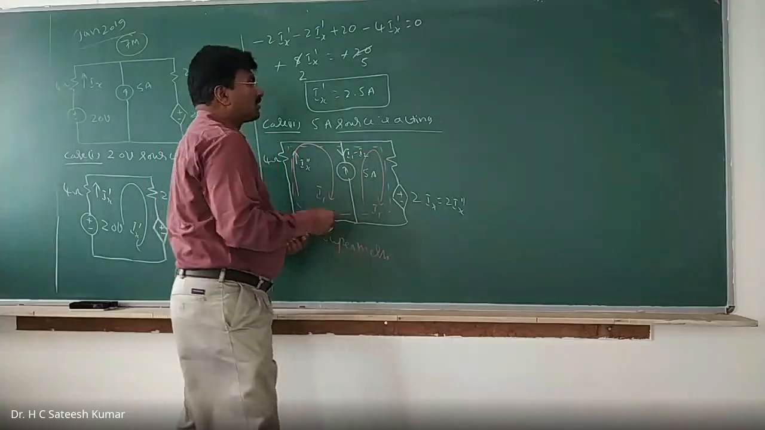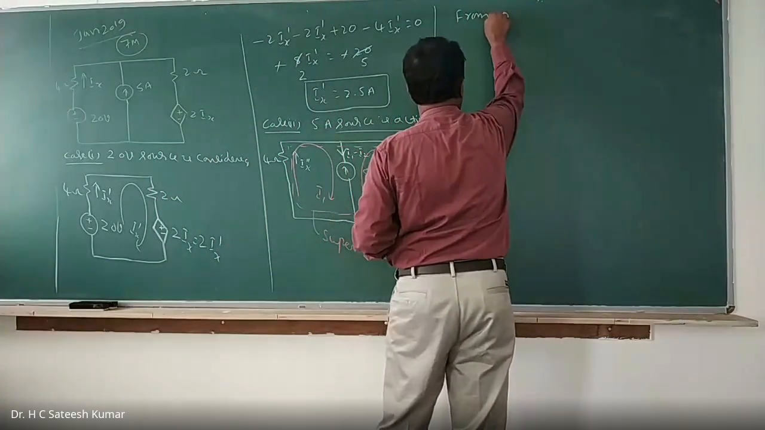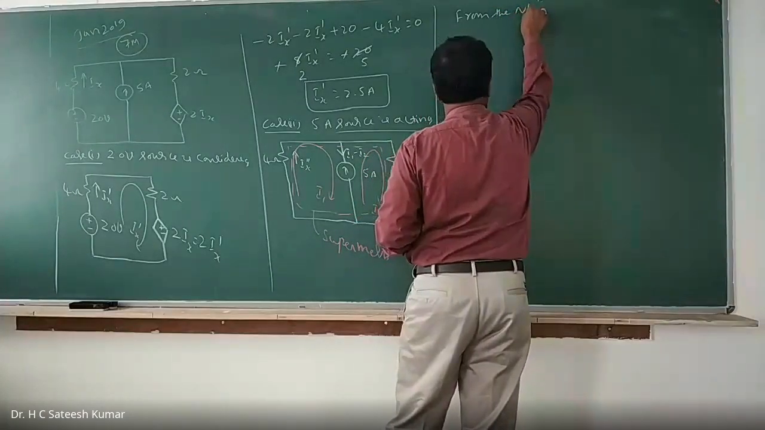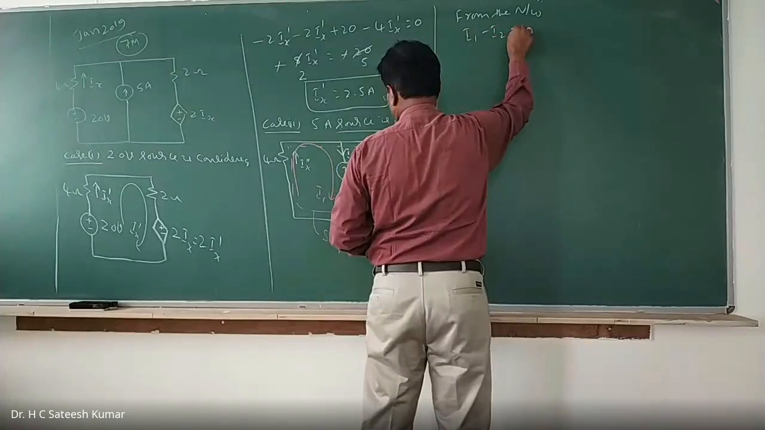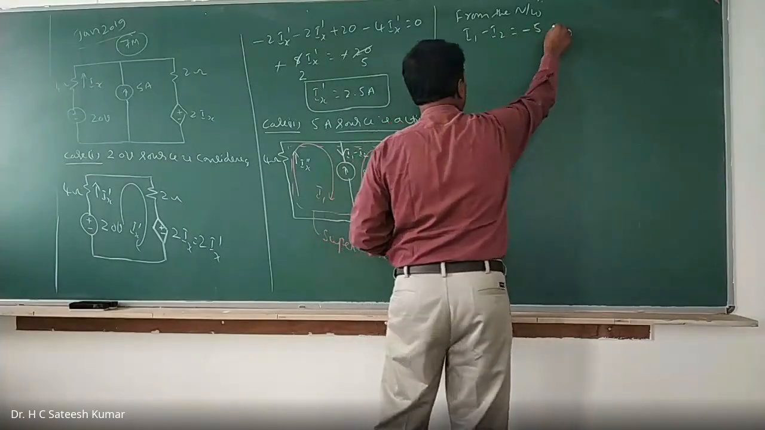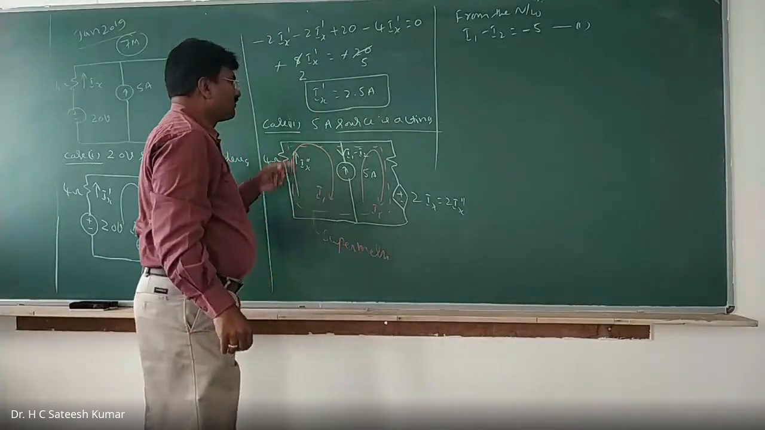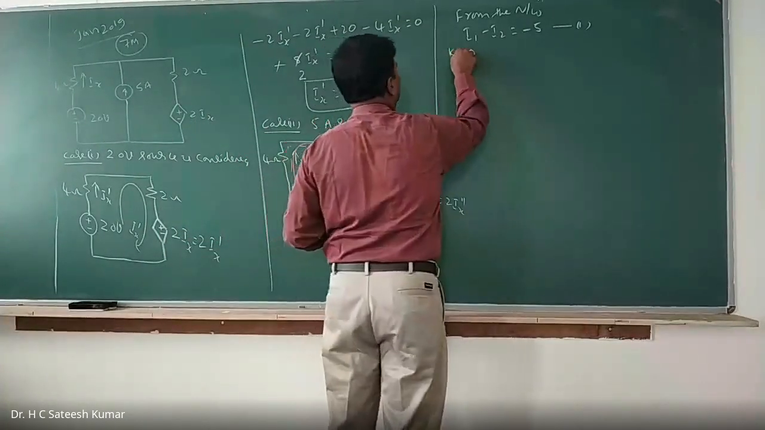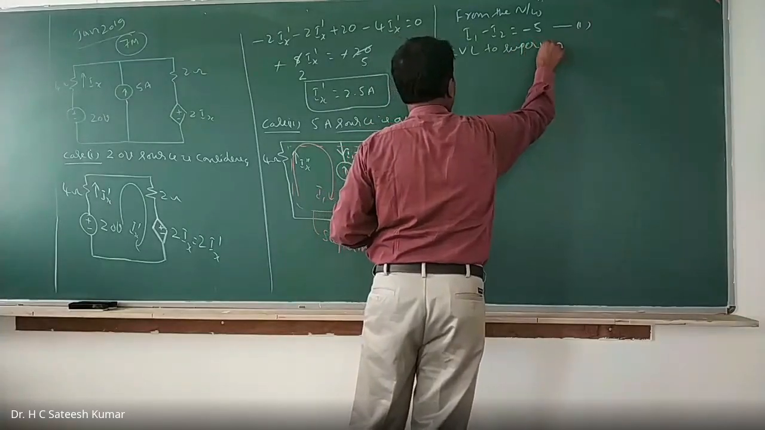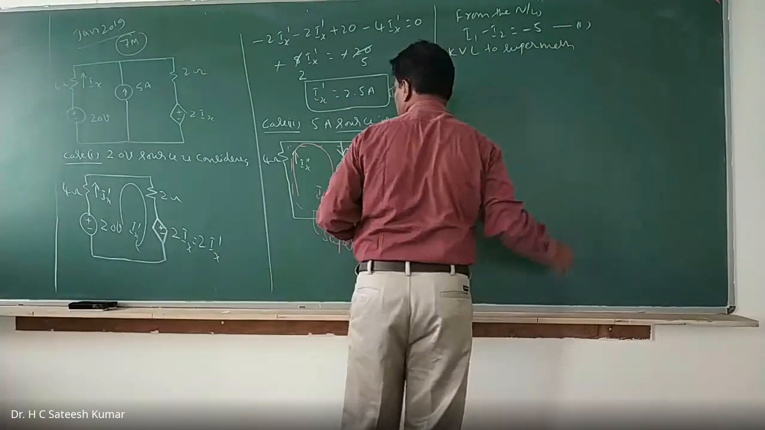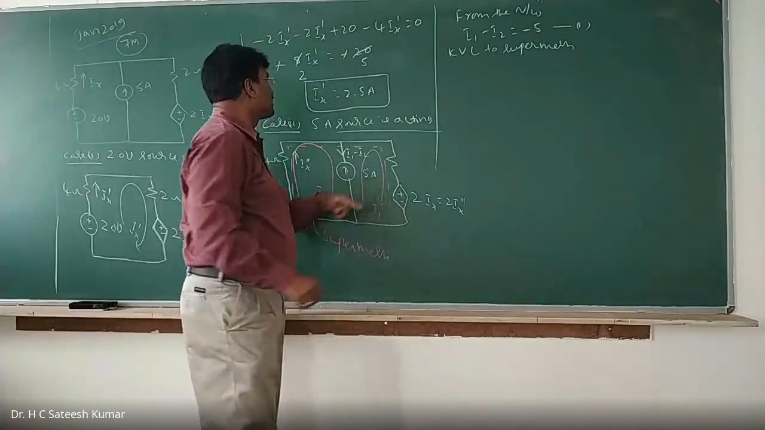Okay. From the network, what we have? I1 minus I2 is equal to minus 5. This is equation number 1. Next, KVL to super mesh. Start from this point, go along this, right? What is the value of the resistance?